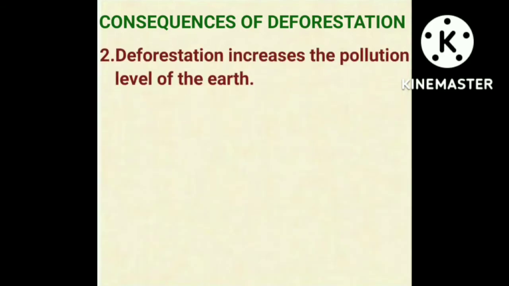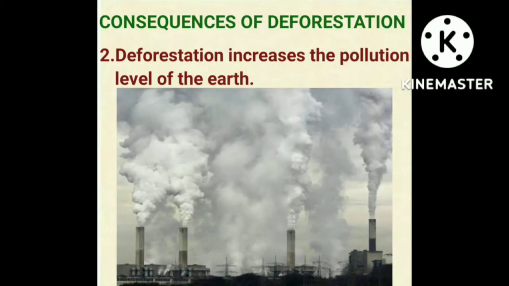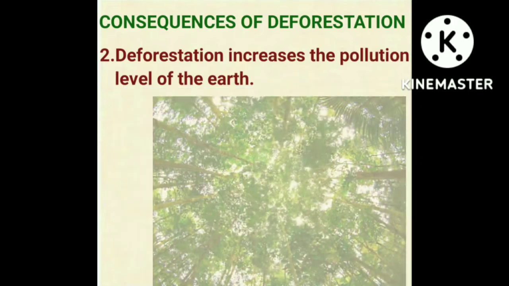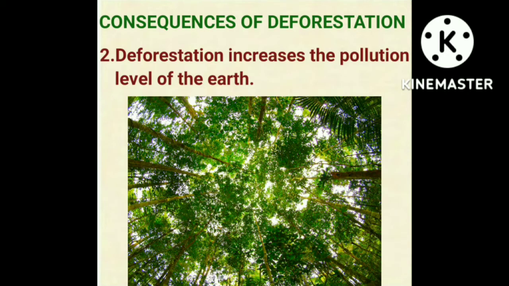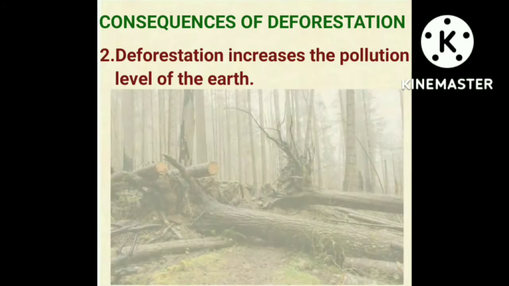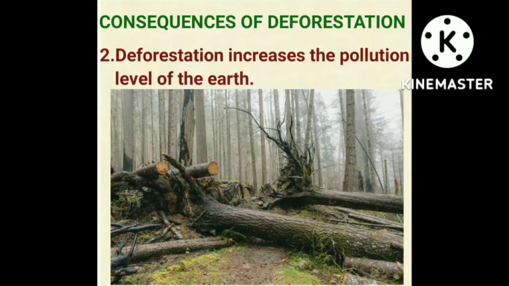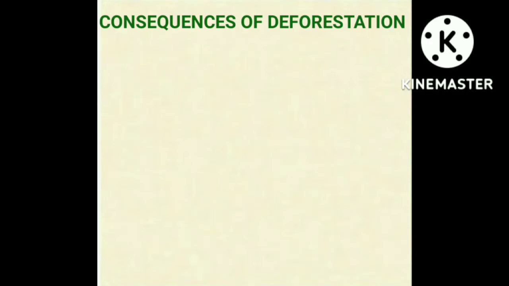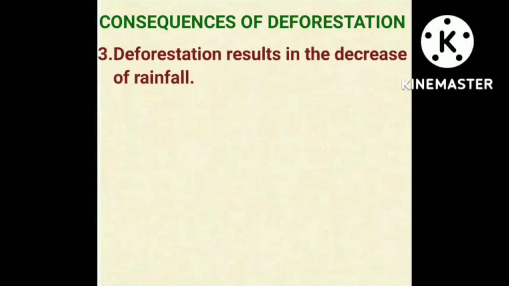And the second consequence is deforestation increases the pollution level on Earth. When fuels are burned, they release a lot of gases like carbon dioxide. Plants and trees utilize this carbon dioxide and help in reducing pollution. But if we cut trees, it will increase the amount of carbon dioxide in the air, thereby increasing the pollution level on the Earth.